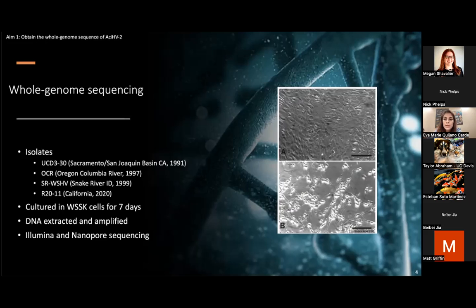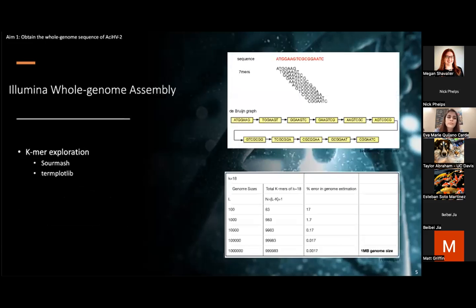So at that point, I collected the virus, extracted DNA, and amplified it to increase the low viral DNA that you usually find in viral culture. I then sent the DNA samples for both Illumina and nanopore sequencing. The Illumina sequencing was done by GeneWiz, which is known, I think, now as Azenta Technologies. And then nanopore sequencing was done by Matt Griffin's lab, which is one of our outstanding collaborators that you all know.